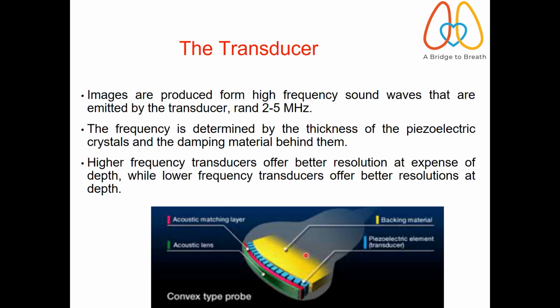It usually produces about 2 to 20, or 2 to 5, or 2 to 10 megahertz of sound wave, and the acoustic material which produces the sound wave is a piezoelectric element, and behind that is a damping zone. So the sound goes in one direction, and whatever sound passes from the transducer to the body is reflected, caught by the acoustic lens, and then converted into the image.